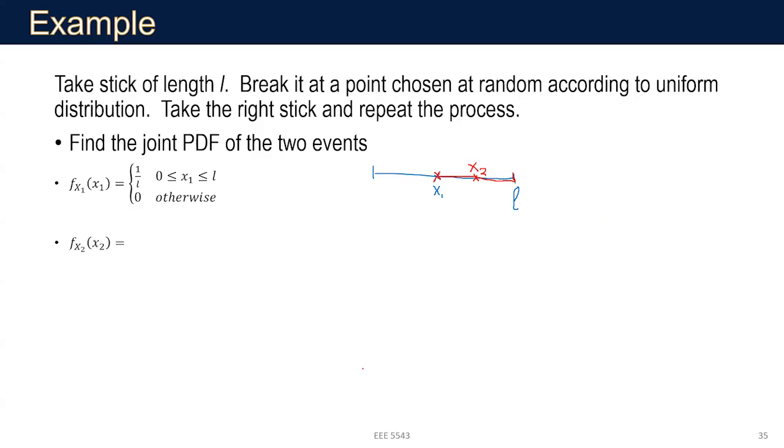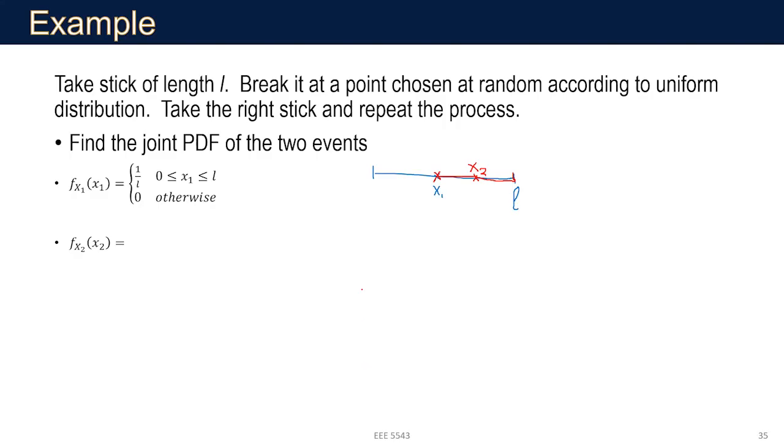What about x2? Well, x2 is a little tricky because we don't really know what x2 is. But if we knew what x1 is, for example, if the stick was broken at L over 2, right in the middle, then x2 must have been broken somewhere between L over 2 and L. It could have been broken anywhere along that length, and it would be uniformly distributed. So if x1 is fixed, then x2 is also uniformly distributed, from the fixed point x1 to L.